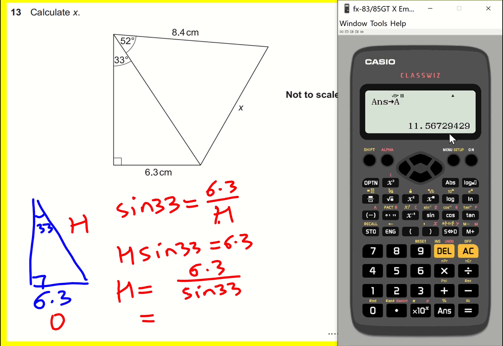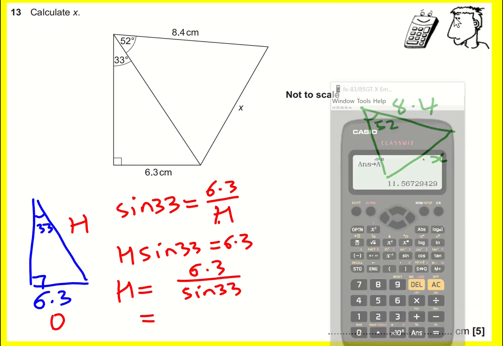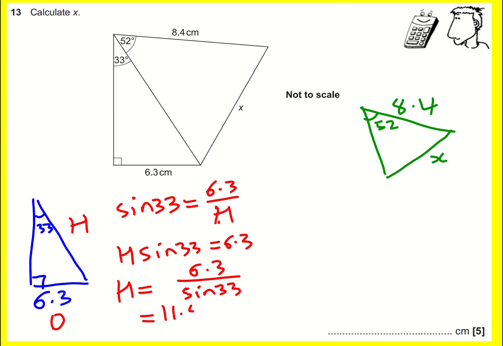Here's one I did earlier. You get 11.5. Actually, let me do it in full. Feels like I'm cheating otherwise. 6.3 divided by sine 33. You could use the fraction button or just do it like this. 11.567. And what I did before, I'm going to do it now. I can store it with the answer button. 11.567. Okay, because that becomes this length here, 11.567..., because it goes on forever.